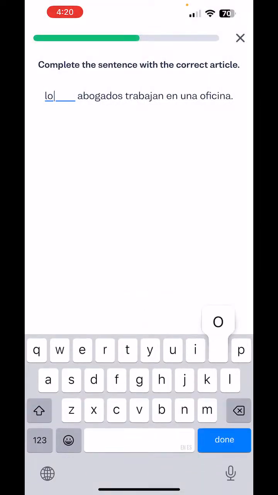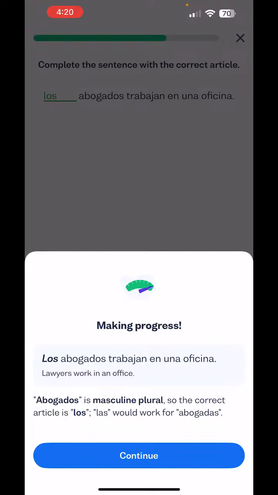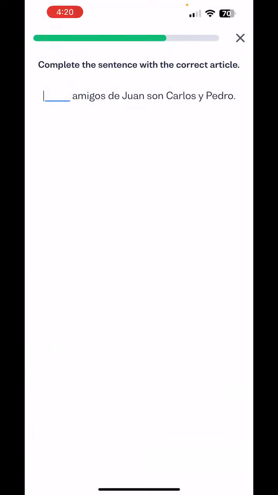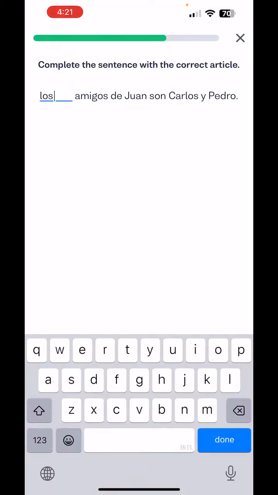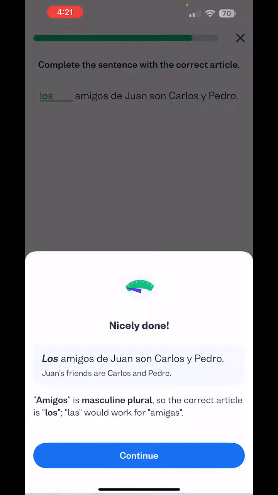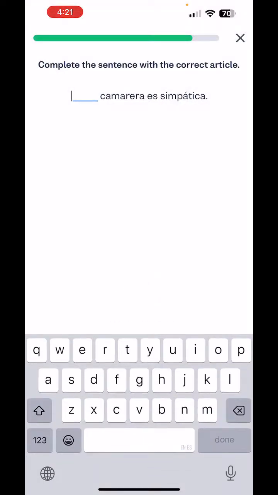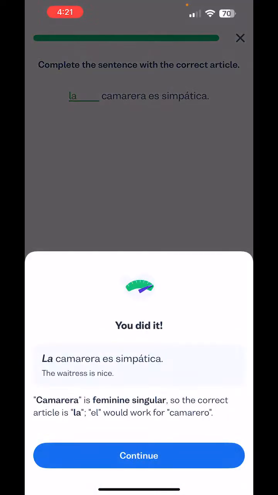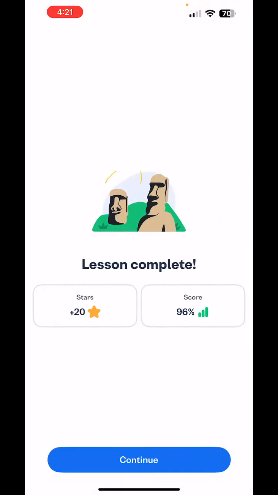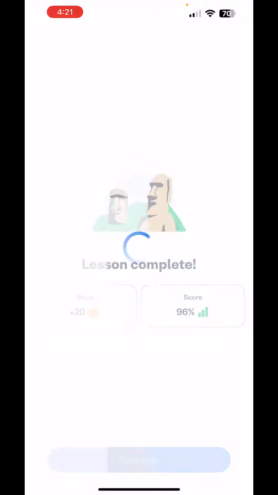We can say los abogados trabajan en una oficina. We can say los amigos de Juan son Carlos y Pedro. The friends of Juan are Carlos and Pedro. I forgot, I wasn't translating the sentences. We could say la camarera es simpática. The waitress is nice. All right, lesson complete. We got a 96%. That's great.